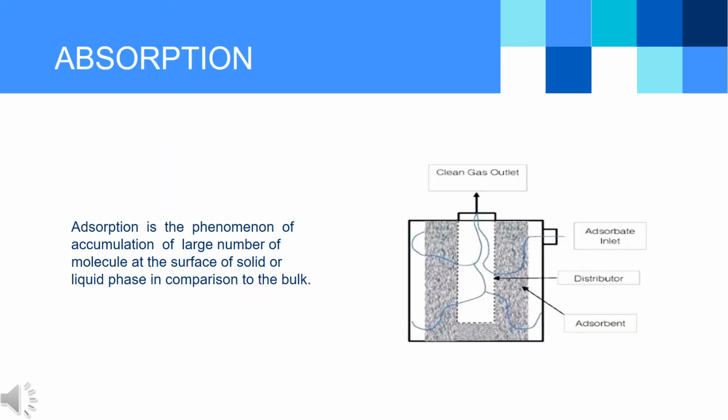The next process is absorption. Absorption is the phenomenon of accumulation of a large number of molecules at the surface of a solid or liquid phase in comparison to the bulk. In this absorption process, the distributor distributes the various emitted exhaust gases, and the absorbent particles like charcoal absorb the molecules and convert the oxides to dioxides, and the clean gas gets out at the outlet.